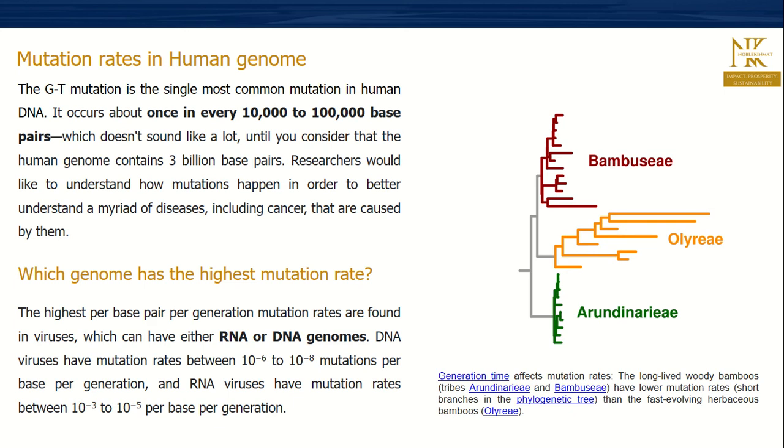Now, questions might come up regarding the mutation rate in the human genome. This mutation rate in the human genome occurs once in every 10,000 to 100,000 base pairs. We know that we have 3 billion base pairs. So when we say this mutation occurs once in every 10,000 to 100,000 base pairs, it might look infinitesimal, but the effect might be huge, as we've seen in the case of sickle cell anemia.